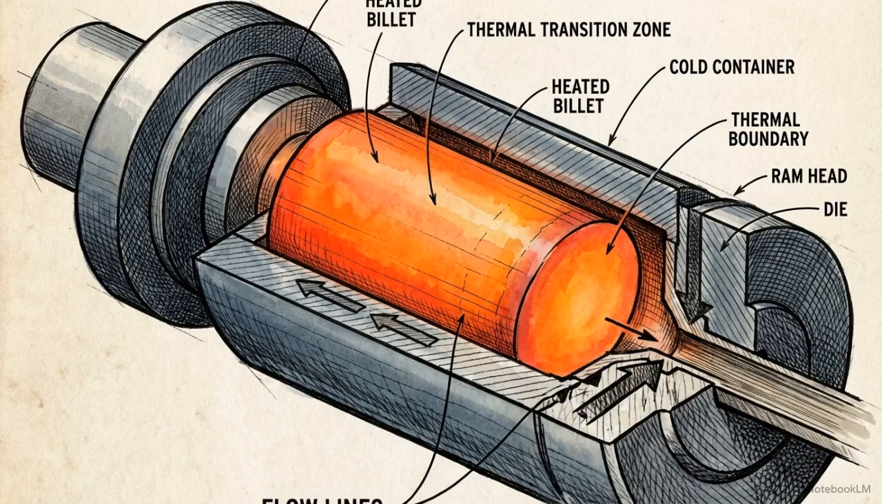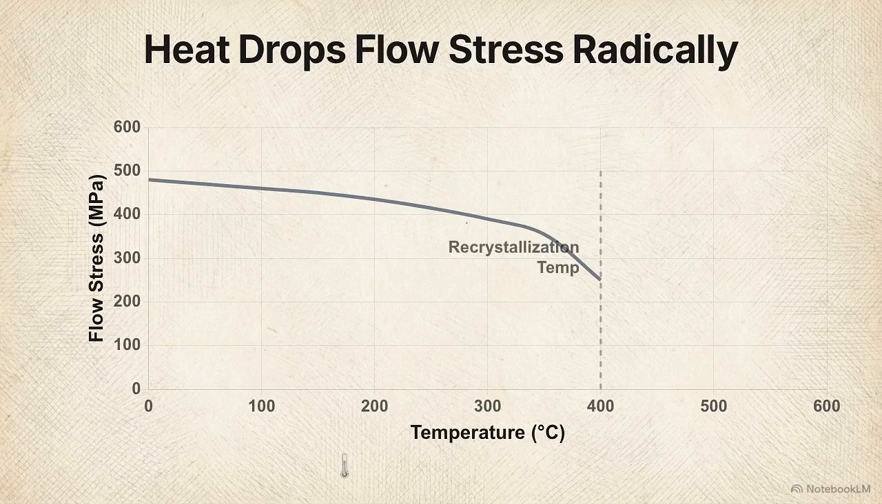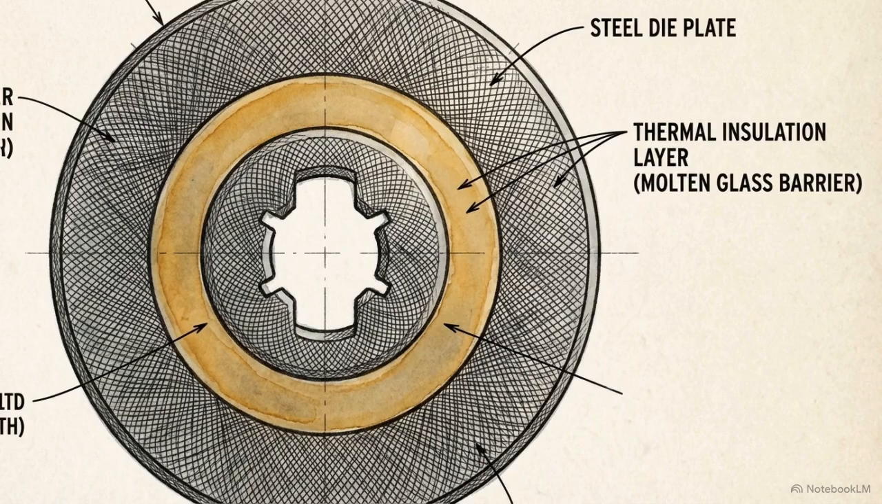This is the role of hot extrusion, where the billet is heated past its recrystallization temperature before it enters the press. This thermal shift radically reduces the material's flow stress, allowing for extreme size reductions that would otherwise stall the machine. But high heat comes with costs. The metal suffers from surface oxidation, and we lose the tight dimensional tolerances achievable in cold working. To manage these extremes, operators use molten glass as both a lubricant and a thermal insulator to protect the die.